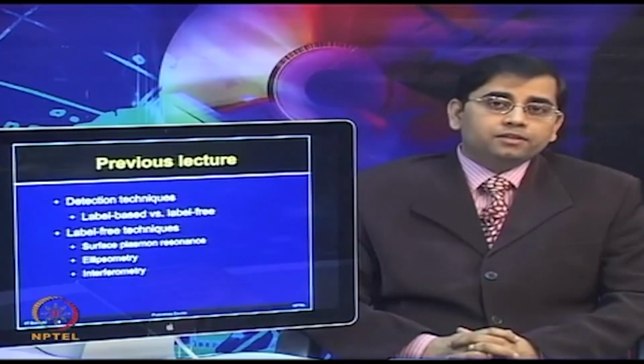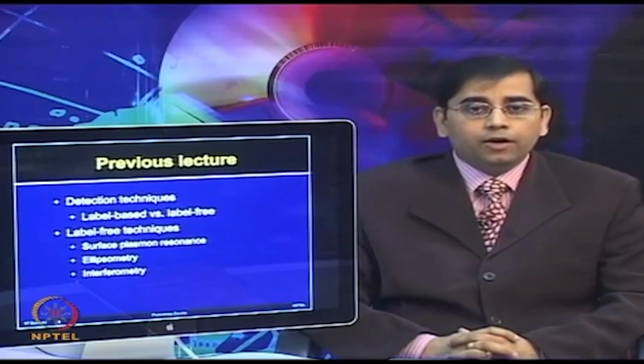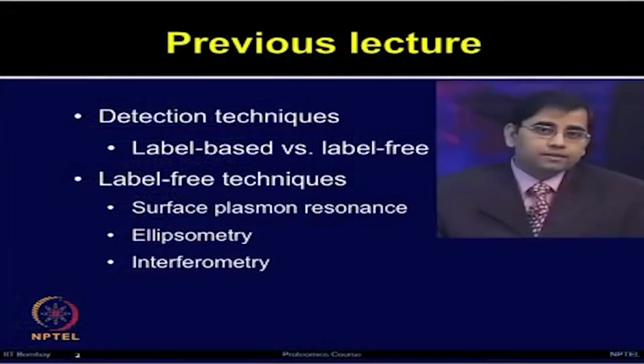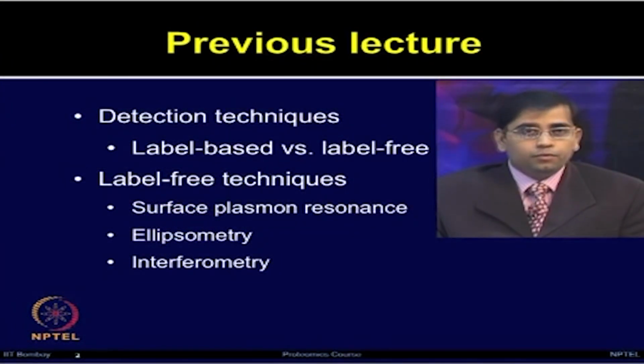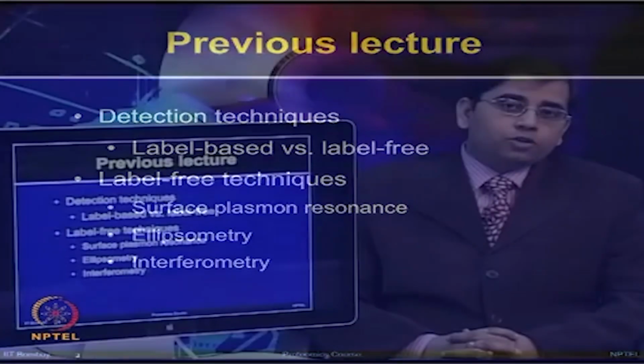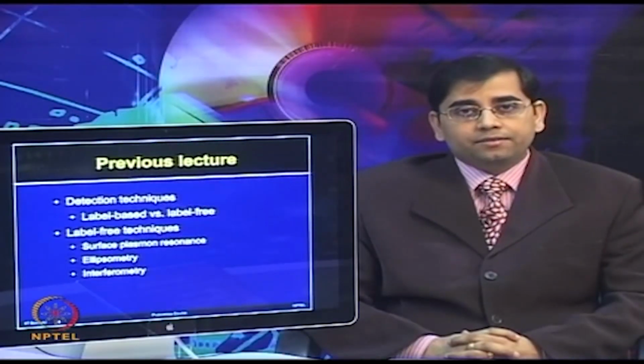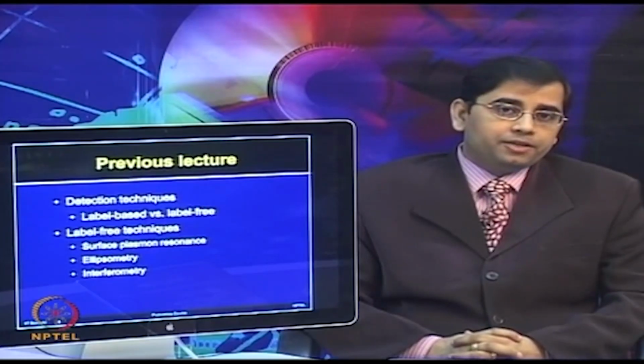So, in the previous lecture, just to refresh you, we discussed a comparison of label based and label free techniques. We talked about advantages and disadvantages of each of these types of detection techniques. We then focused more on specific label free techniques such as surface plasmon resonance, ellipsometry based label free techniques as well as interferometry based label free techniques. Now, today we will talk about some of the nanotechniques which are applied for proteomic applications.